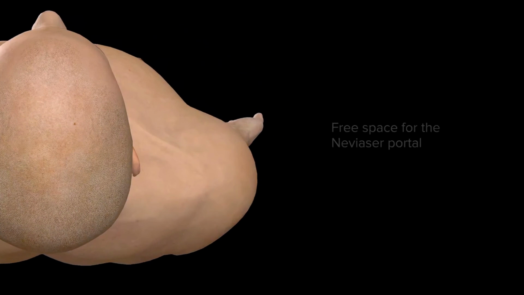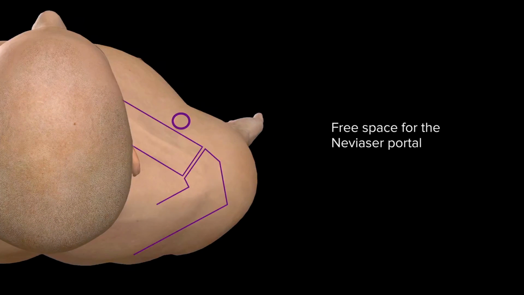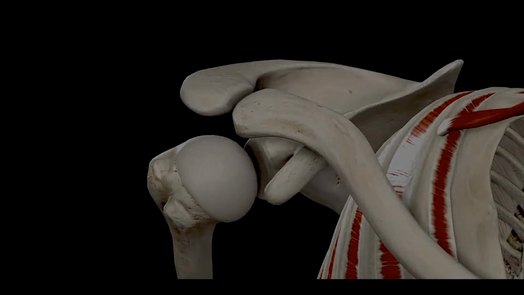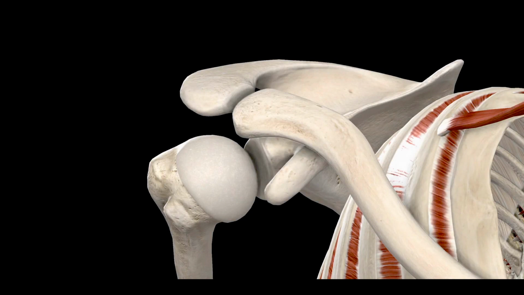The geometry of the union of the clavicle and acromion leaves a free space just medial and posterior to the AC joint in which we can make a portal for arthroscopic instrumentation. This specialty portal is known as the Neviaser portal, which is named after the surgeon who popularized it. It can also be known as the superior or supraspinatus portal. This anatomic landmark sits superior and medial to the rim of the glenoid, making it ideal for anchor placement during arthroscopic glenoid procedures.